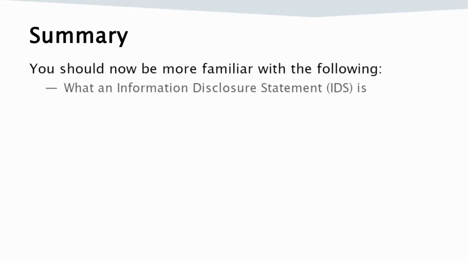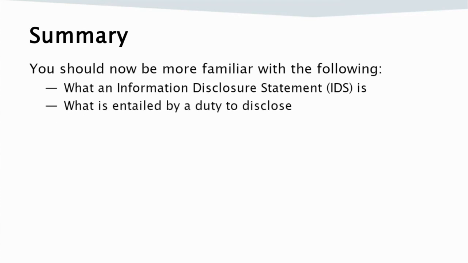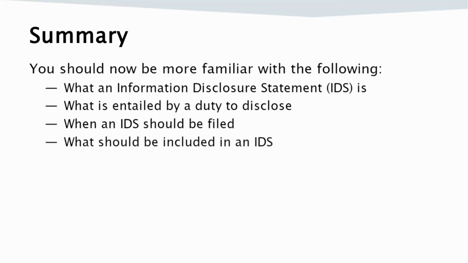You should now know what is an Information Disclosure Statement, or IDS. You should know what is entailed by a duty to disclose under 37 CFR 1.56. Examiners must check to see if an Information Disclosure Statement, IDS, complies with 1. All the time-related requirements of 37 CFR 1.97, which are based on the time of the filing of the IDS, such as the 4 stages or phases discussed, and 2. All content requirements of 37 CFR 1.98. Finally, you should now know how an examiner should handle an IDS.